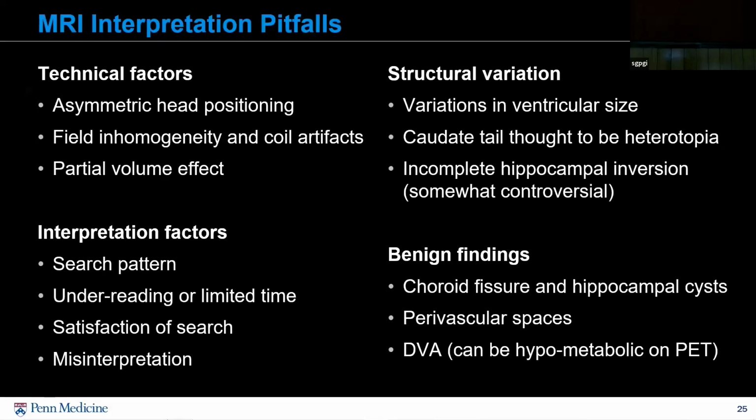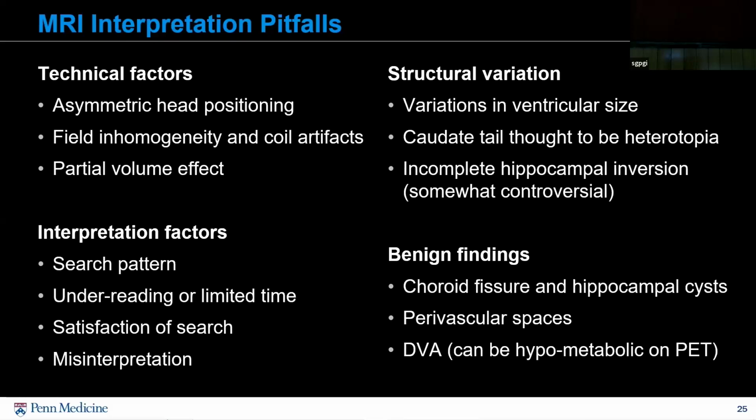So here's a summary slide of some MRI interpretation pitfalls, some of which I've touched on. Technical factors such as asymmetric head position, inhomogeneous signal, and partial volume effects can be a problem, particularly for the hippocampus, and generally high-resolution imaging is better. Epilepsy really challenges us to take our time with the cases and to be systematic in our approach. And there are some structural variations and benign features to be aware of.